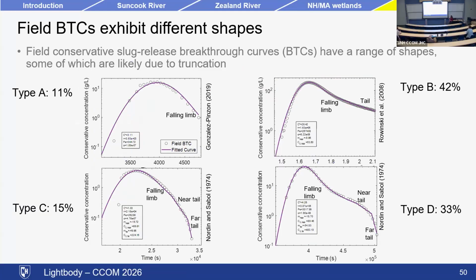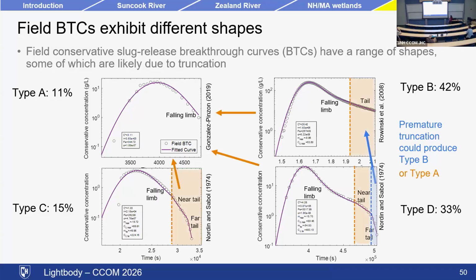And different field breakthrough curves exhibited different shapes. One of the big impacts on this is probably due to truncation. If you cut off the tails, if you stop measuring before you're all the way back to background, maybe because your instruments are not very sensitive, or there's a background concentration present in the stream, or it's time to go to bed and you're ready to go home, then it's difficult to resolve the full length of the tails.